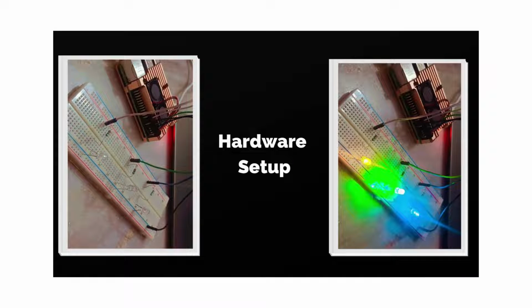This is how our hardware setup looks like. This is the circuit board we have got. We have three LEDs connected to three GPIO pins, that is 23, 14 and 15, and a black wire for ground onto the Raspberry Pi. We also have a 220 ohm resistor connected with the positive leg of the LED to limit the current.